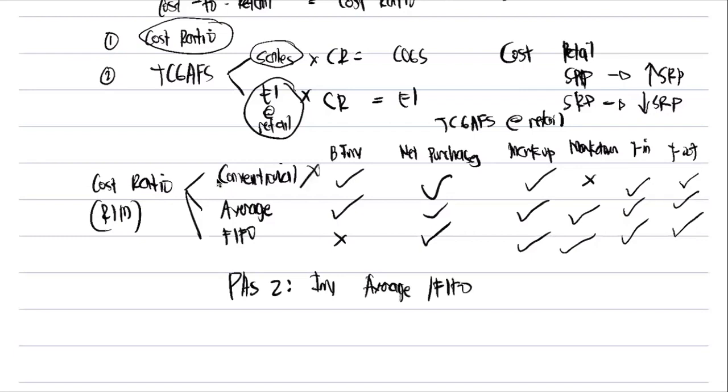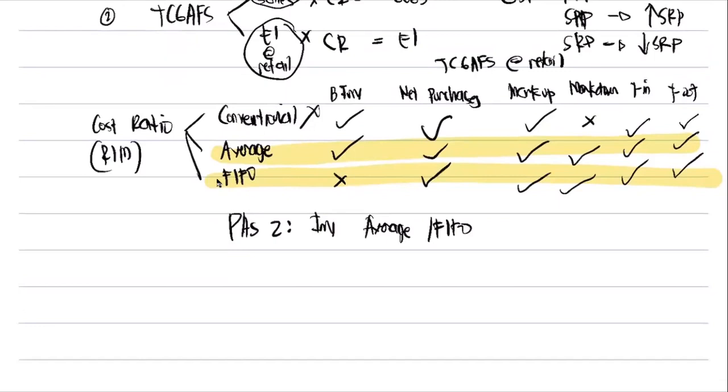That's why we should not learn about conventional already. Ang focus na lang dapat natin ay average at saka FIFO. Average at saka FIFO. So how do we compute for your average and FIFO?